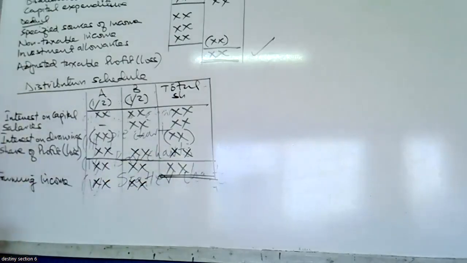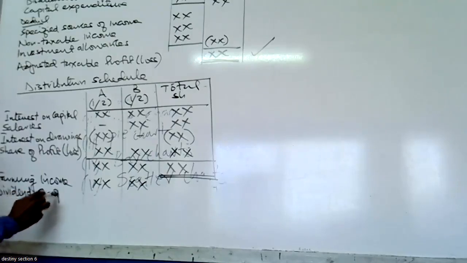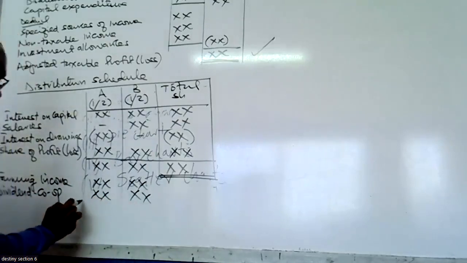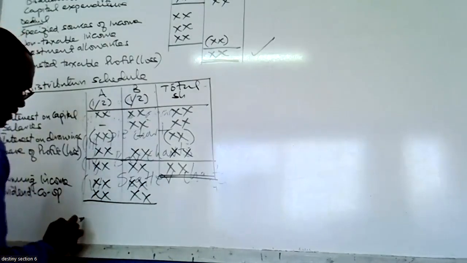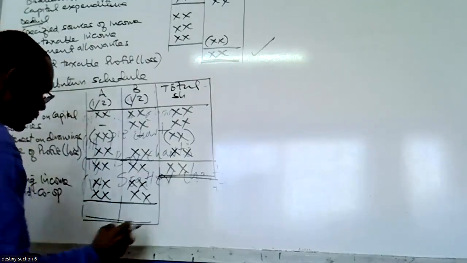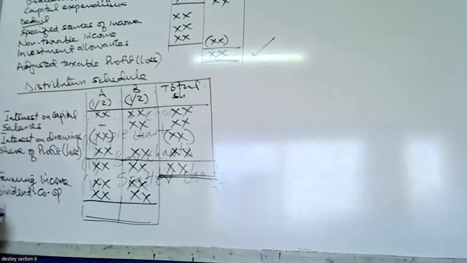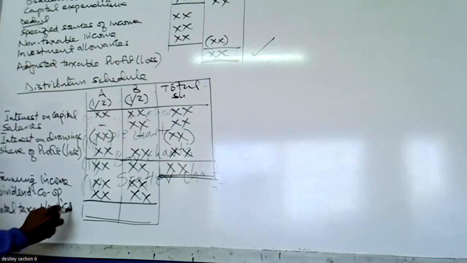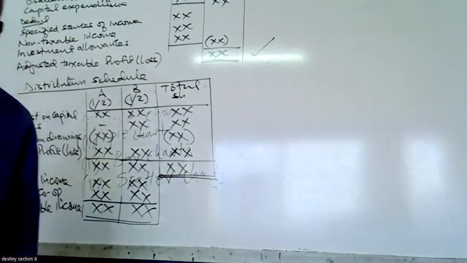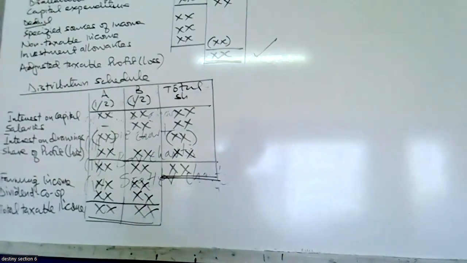You don't put the total column, and then you do dividends. And this is a very specific dividend from farmers' cooperative societies. A gets his share, B gets his share, then you get the total. So this is the taxable income for A and B. And you call this the total taxable income. So A is that, B is that. So that is where we had reached in the other class.